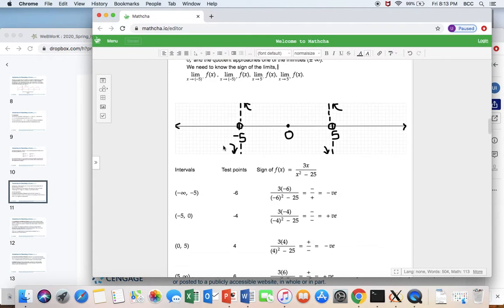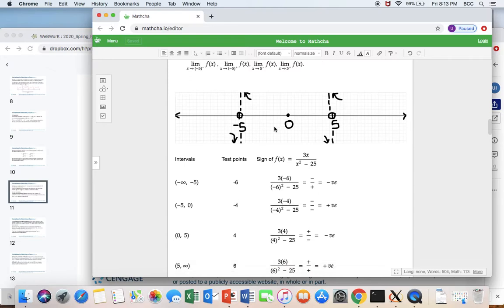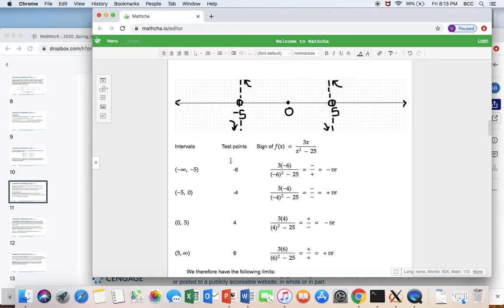What you do is you look at the intervals. 0 you know is an x-intercept, so you need to include this as a cut point. We just want to see where f is positive or negative. So 0 is going to be a cut point because you could be positive on one side and negative on the other. So what are my intervals? Negative infinity to negative 5, negative 5 to 0, 0 to 5, and 5 to infinity. Take a test point from each. Here I took negative 6, here negative 4, here 4, here 6.